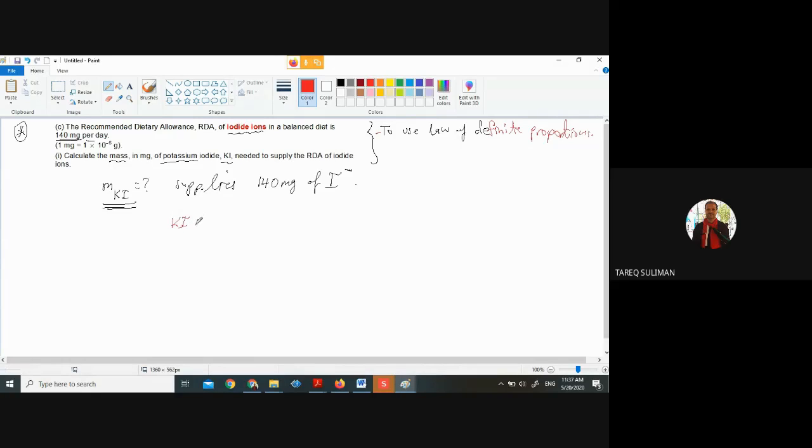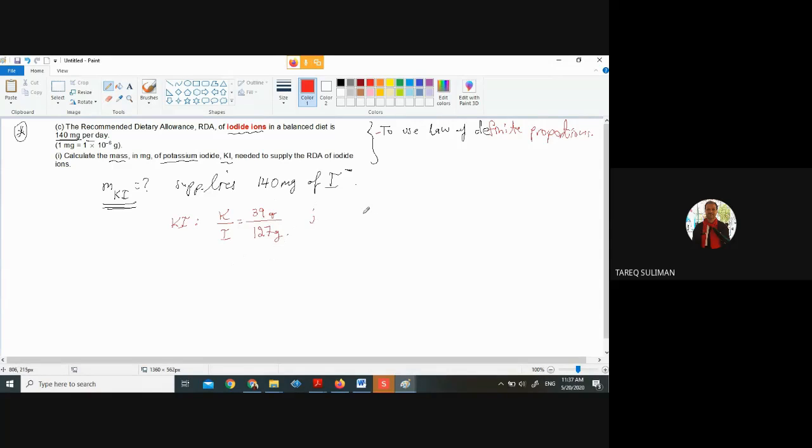What is the ratio between K and I? Every ratio by mass, every 1 K combines with one I atom. In terms of mass, the mass of K is what? 1 mole of K is 39 gram, ratio by mass. 1 mole of I, almost 127 grams. So they react this way.